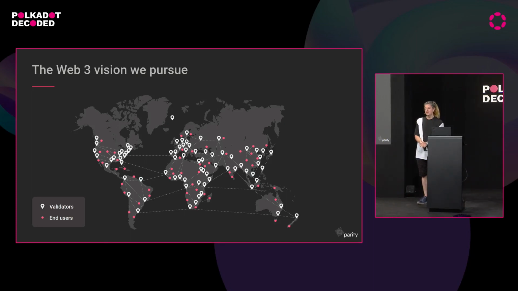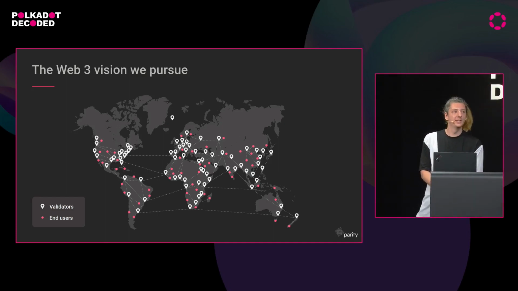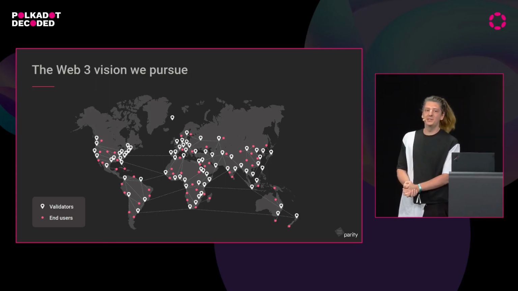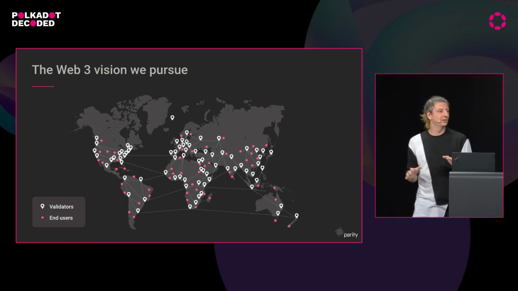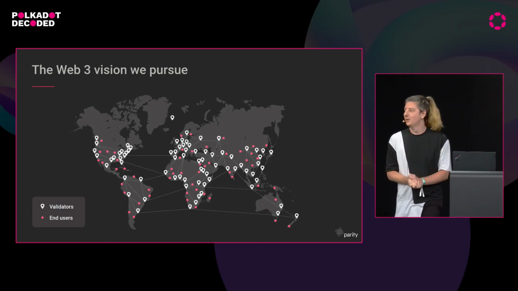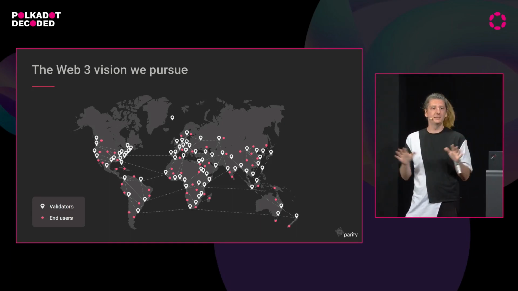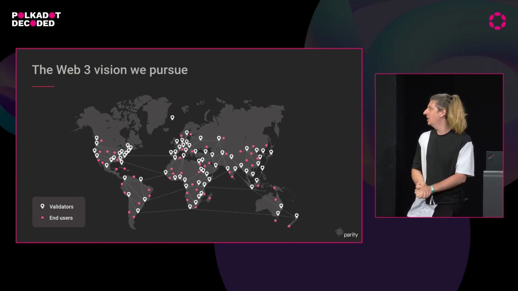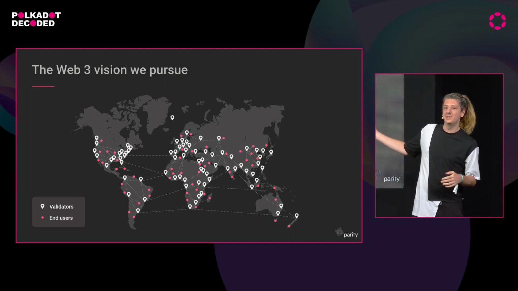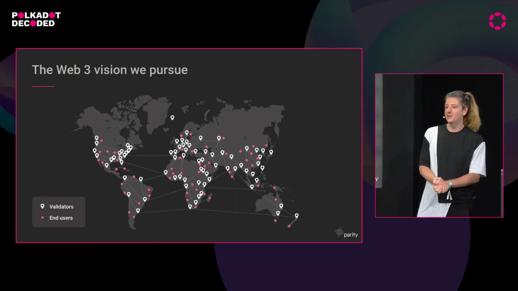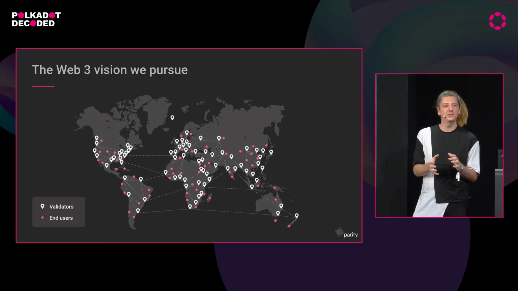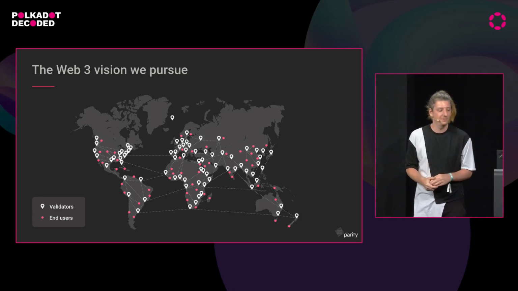So you can see the white markers that are labeled validators. These are really validators and full nodes. All these white dots are spread around the world, all responsible for maintaining services, making things work. It's basically the infrastructure of a chain. And end users, represented as these little red dots, connect to these validator and full nodes in order to use the service.